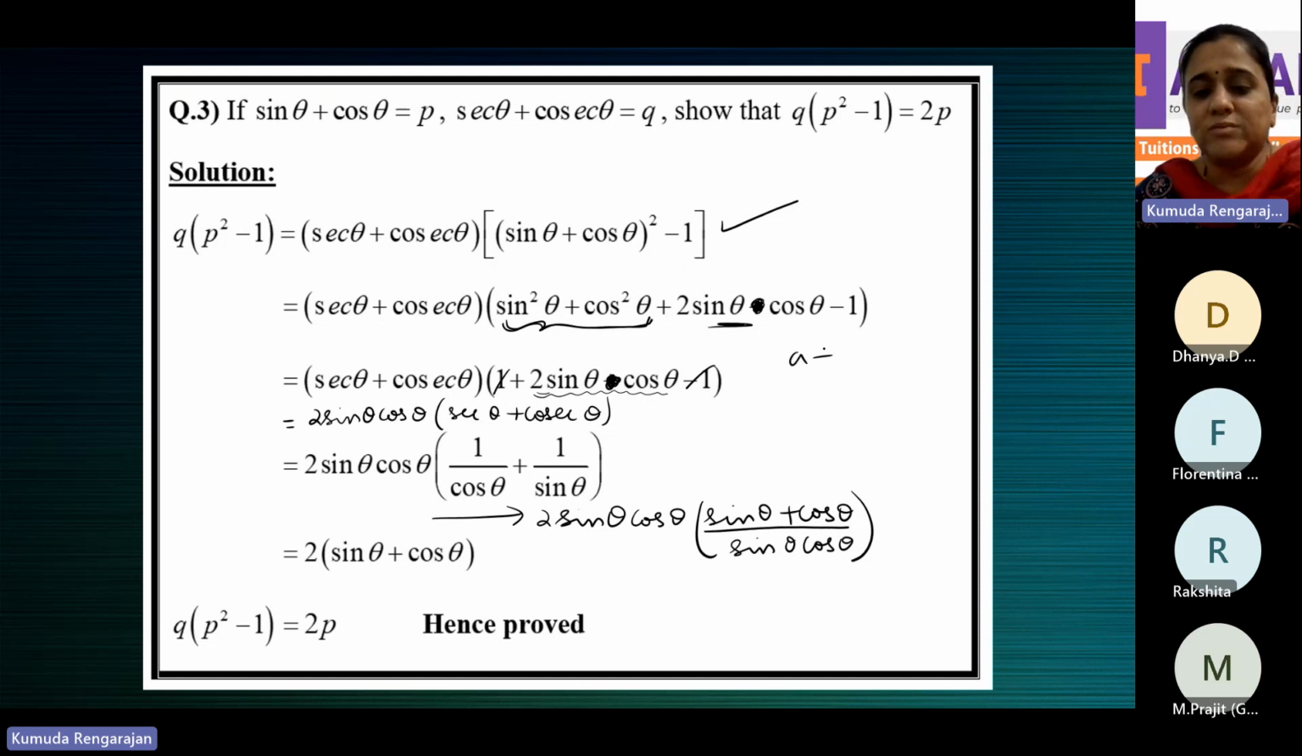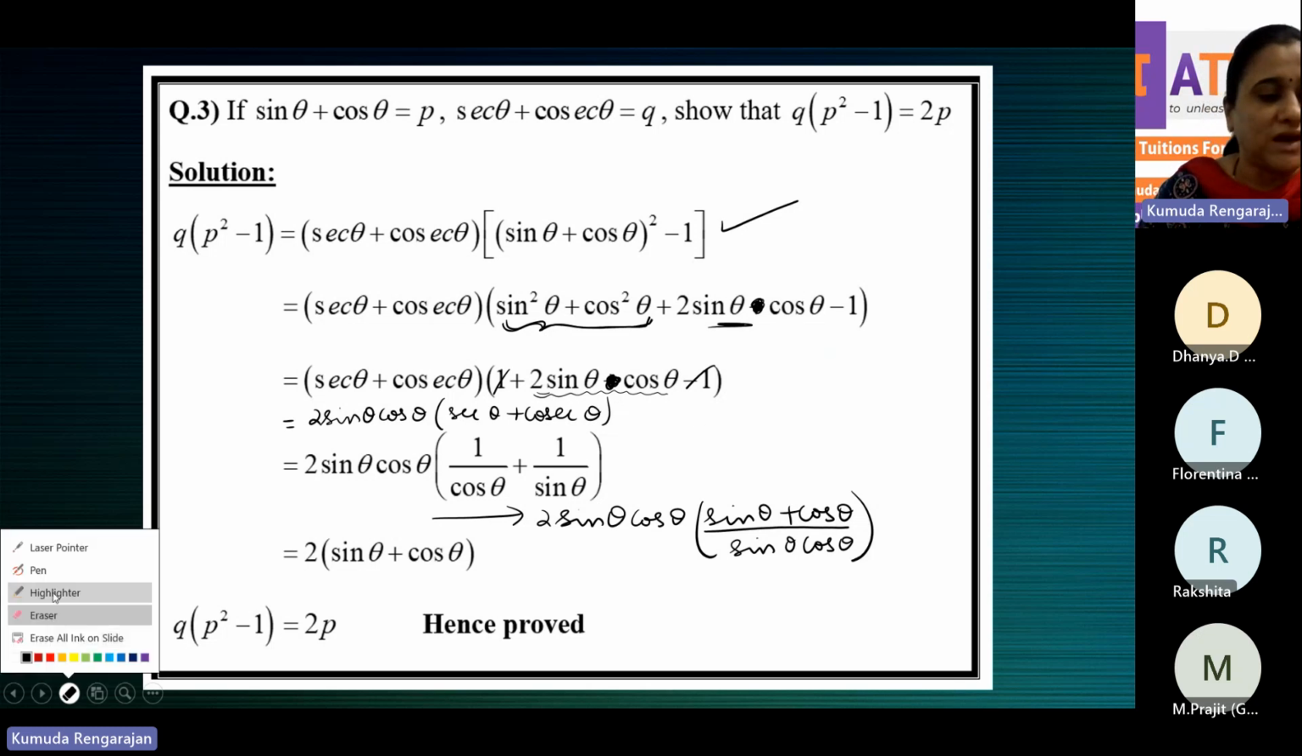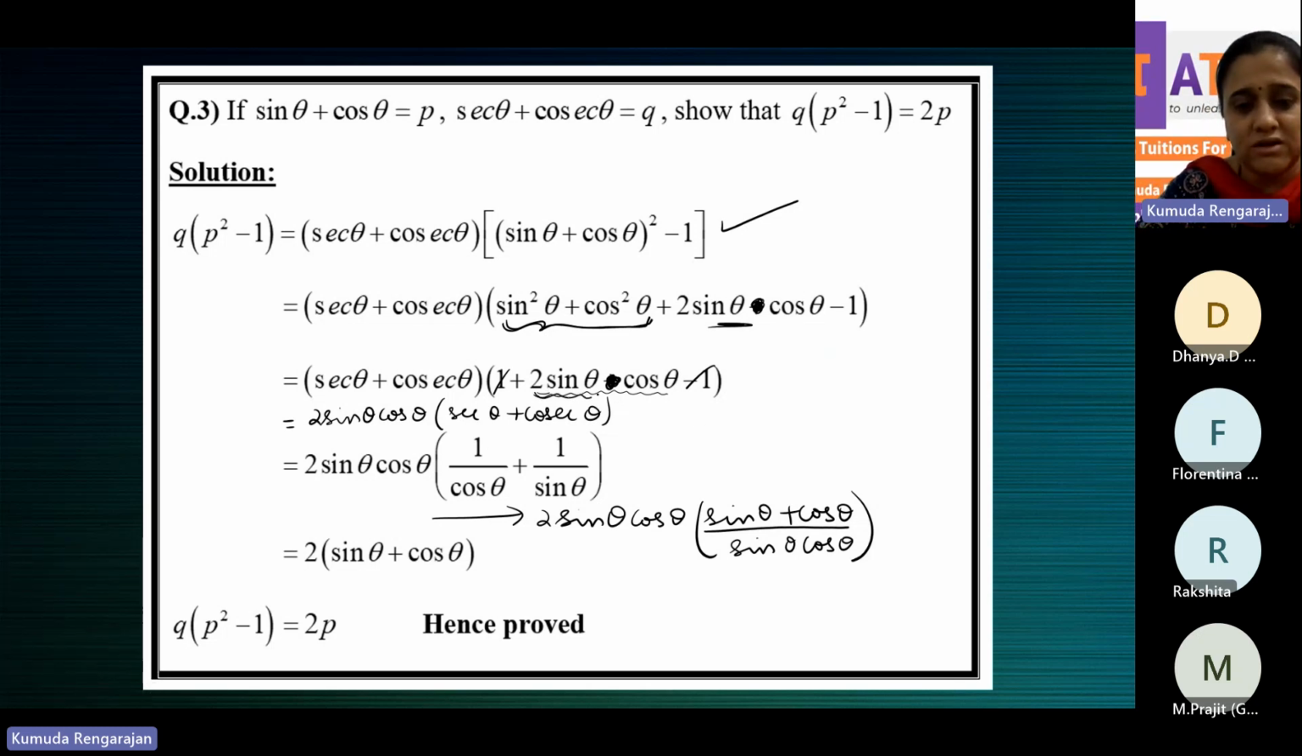Like if you have a plus b into a, we normally write a into a plus b, simply because we're used to that. When you have a plus b into a, you tend to write that a first and then a into a. That's what I have done. There's no big important step. This single term, 2 sine theta cos theta, I've just put in the front, and this one behind, just so that it looks comfortable. So 2 sine theta cos theta into secant theta plus cosecant theta.